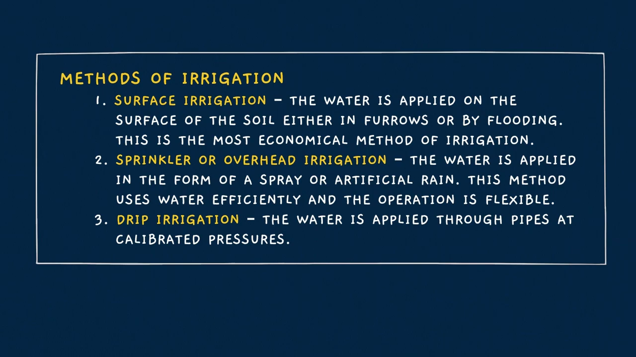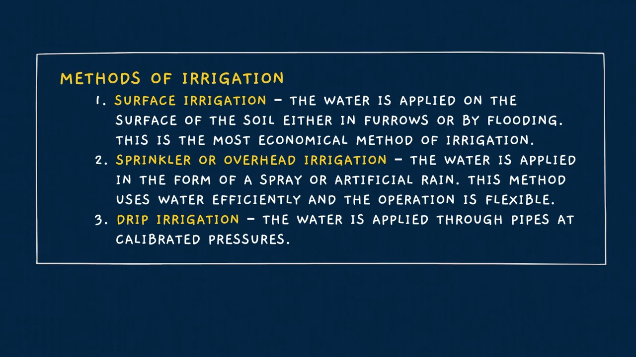These are the methods of irrigation. 1. Surface irrigation. The water is applied on the surface of the soil, either in furrows or by flooding. This is the most economical method of irrigation.